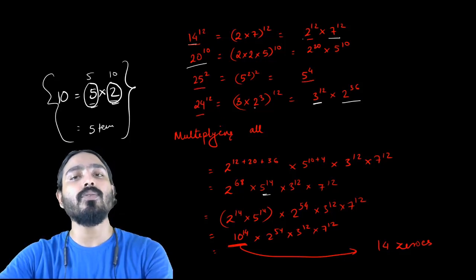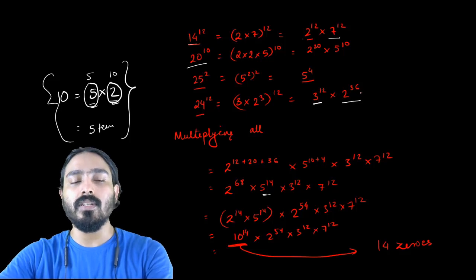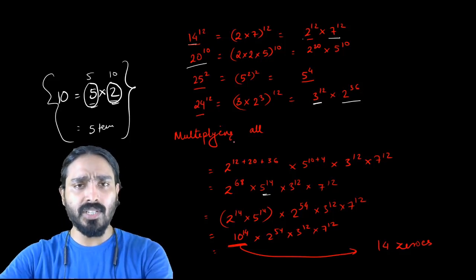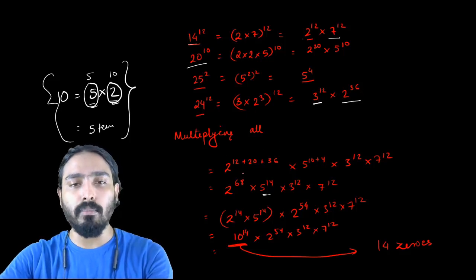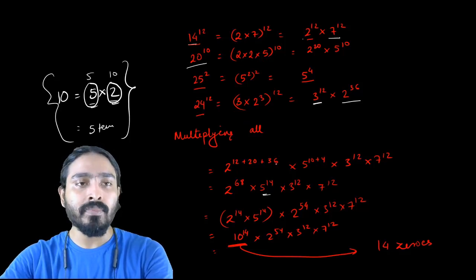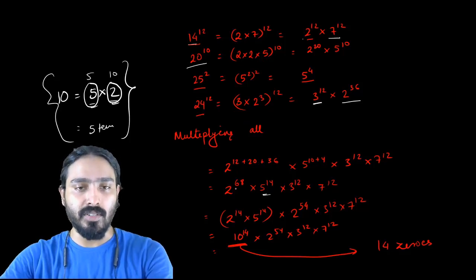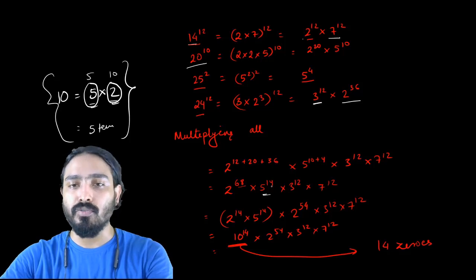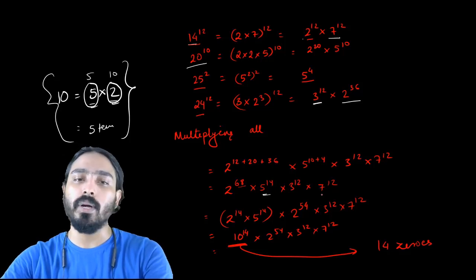And 24 is equal to 3 to the power 12 into 2 to the power 36. Now, if you add all these powers, because all of these are multiplied, the powers will be added. So 12, 20, 36 will get you 68, 5, 10 plus 4 will give you 14, 3 to the power 12 and 7 to the power 12.